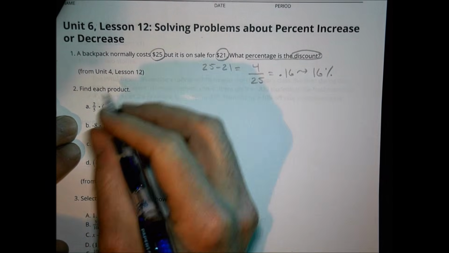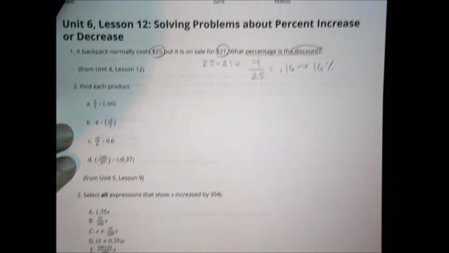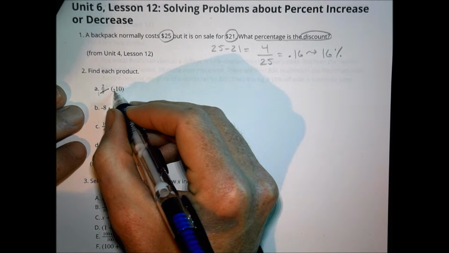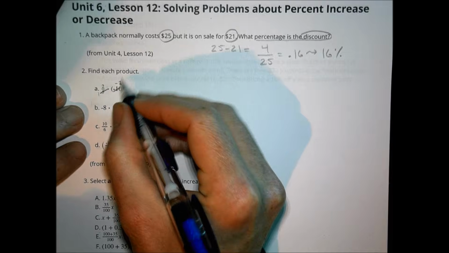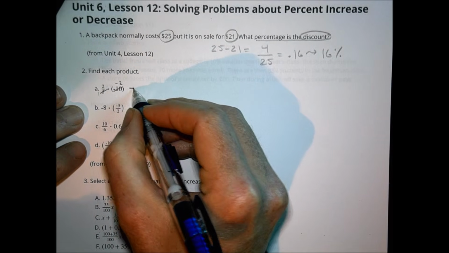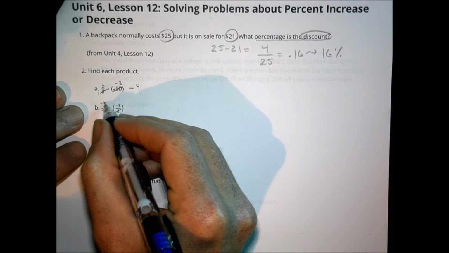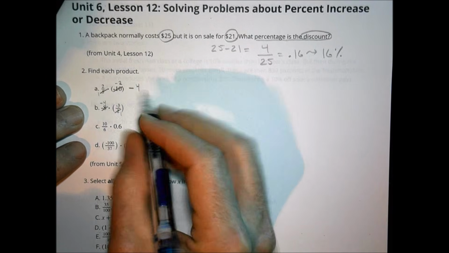Number 2, finding each product here. Just going to do some basic computation. 5 goes into negative 10, negative 2 times. 2 times negative 2 is negative 4. 2 goes into negative 8, negative 4 times. Negative 4 times negative 3 is a positive 12.